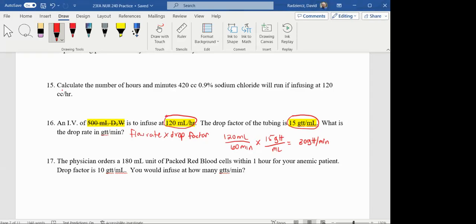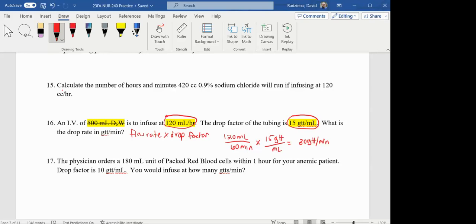Okay, I got the same thing. I just did it differently. I did the 120 milliliters over an hour, and then multiplied that by the 15 drops per milliliter. And then I got 1800, and then just put that over 60. And I got the same answer. Perfect. Yep. You're doing that right.